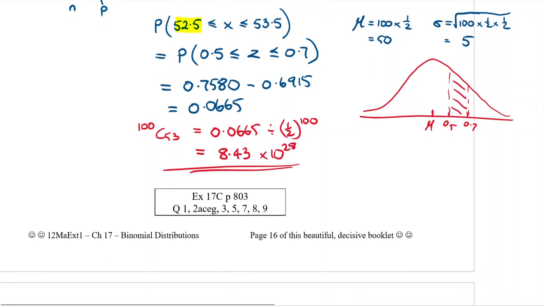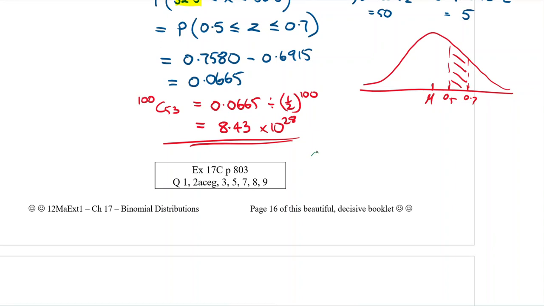Now that was a whole lot of work. What does the calculator say? If you just type in 100C53 on your calculator, what do you get? You get 8.441 times 10 to the 28.